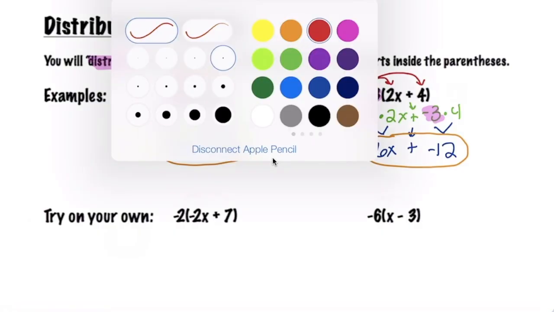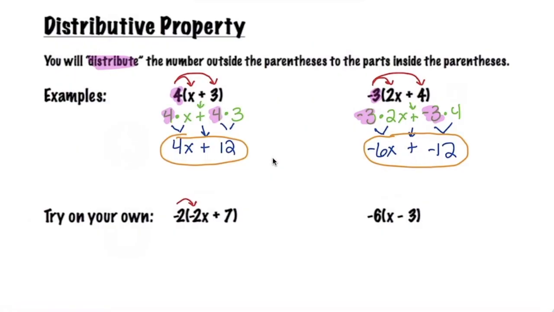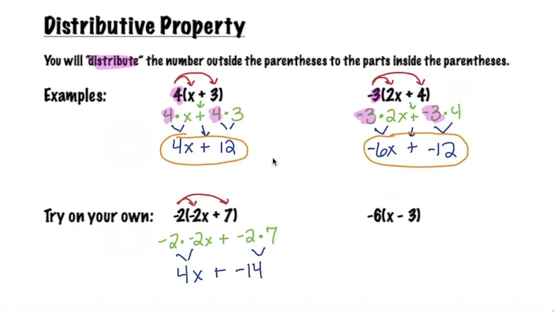For the first one, we're going to distribute that negative 2 to both parts. That's going to become negative 2 times negative 2x plus negative 2 times 7. And then when I simplify and multiply those out, negative 2 times negative 2x becomes 4x, and negative 2 times positive 7 becomes negative 14.